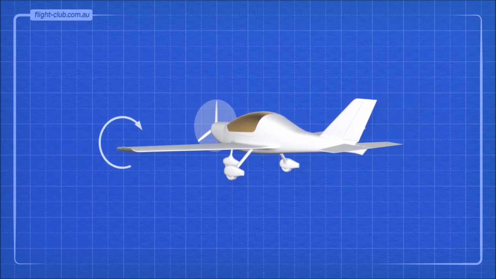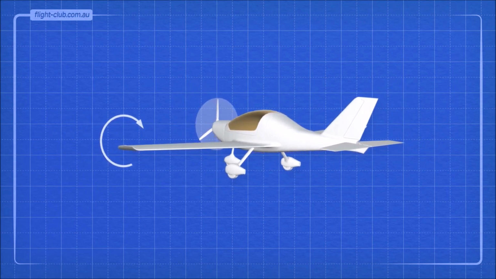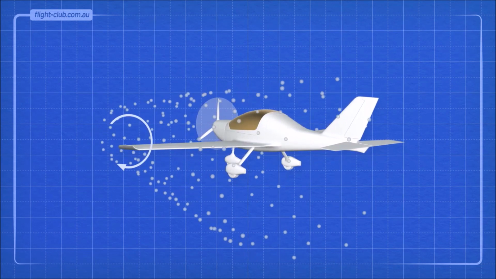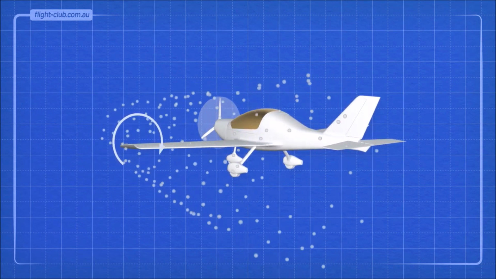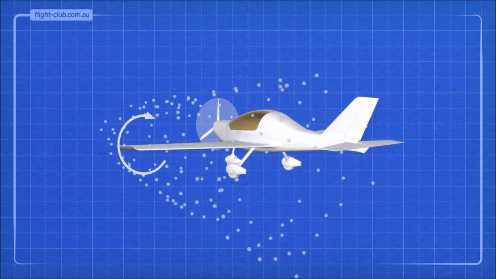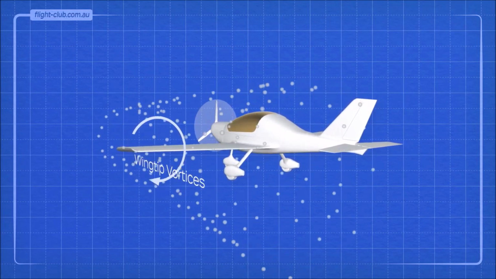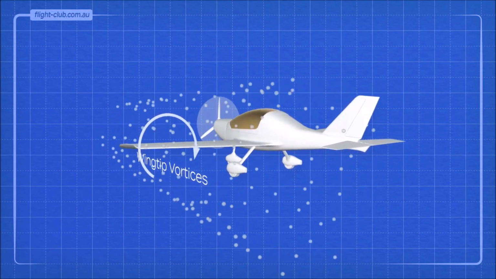At the wingtips, the span-wise flow is the strongest. Strong vortices form here at the trailing edge of the wing. These are known as wingtip vortices, and they look something like this.